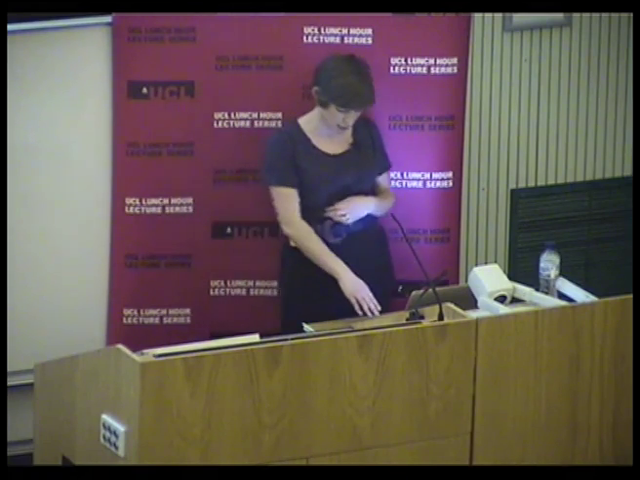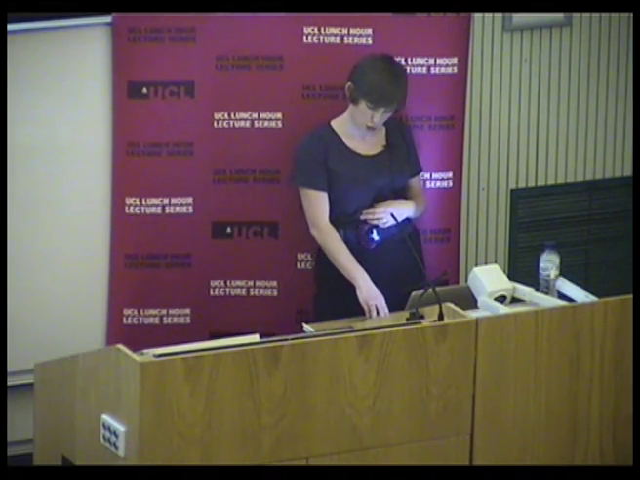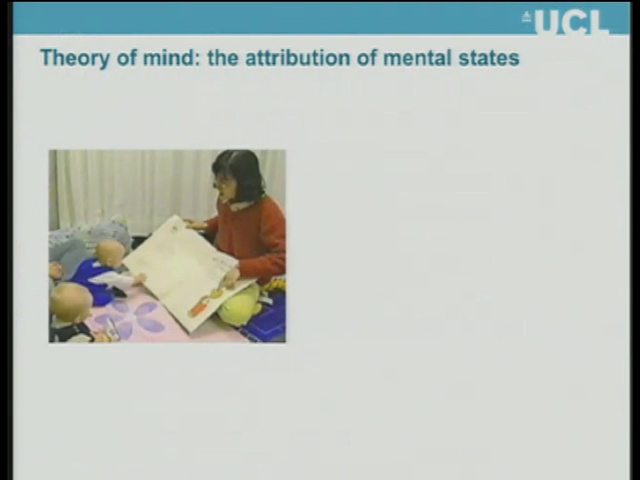And that ability to read other people's behavior in terms of underlying things like intentions and other mental states is what is called theory of mind. So theory of mind is defined as the attribution of mental states. So the ability to attribute things like intentions and beliefs to other people and also to oneself.